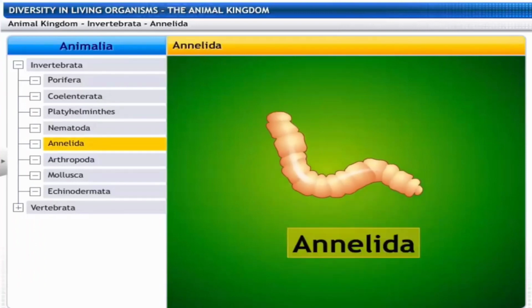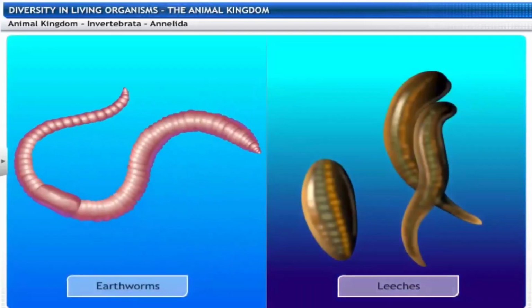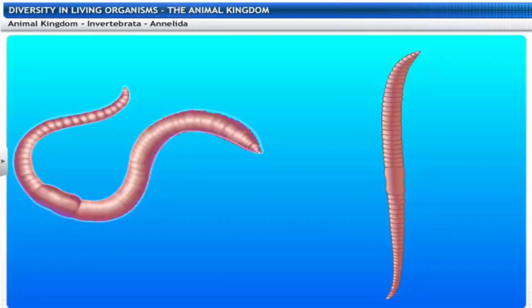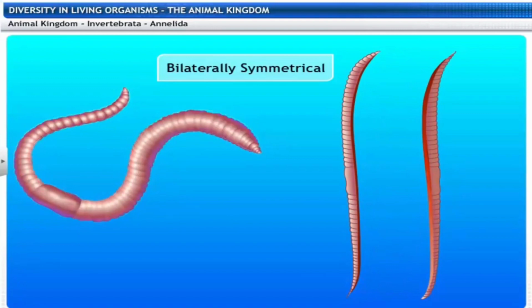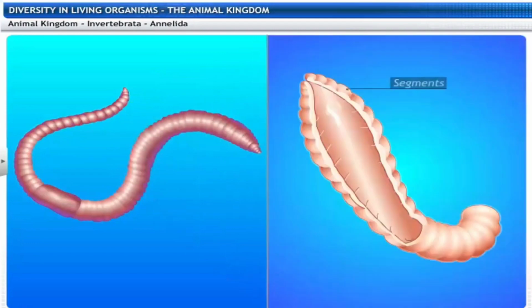Annelida get their name from the Latin word annulus, which means little ring. The phylum Annelida includes earthworms and leeches. Annelida are found in a variety of habitats, freshwater, saltwater, as well as on land. Their bodies are bilaterally symmetrical. The organs of Annelida are differentiated in a segmental fashion, and the segments are lined from head to tail.